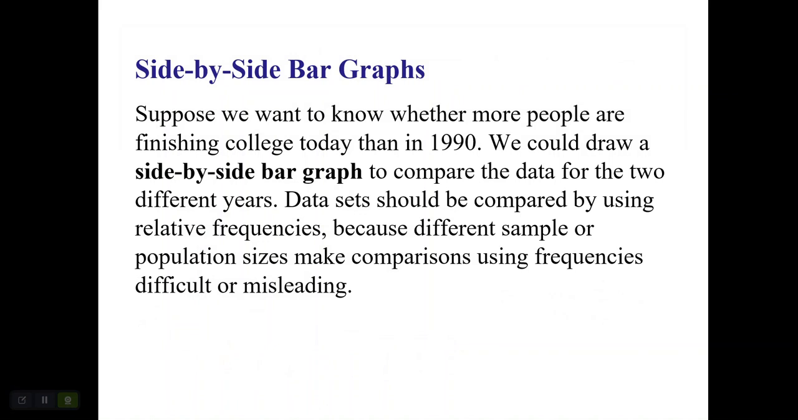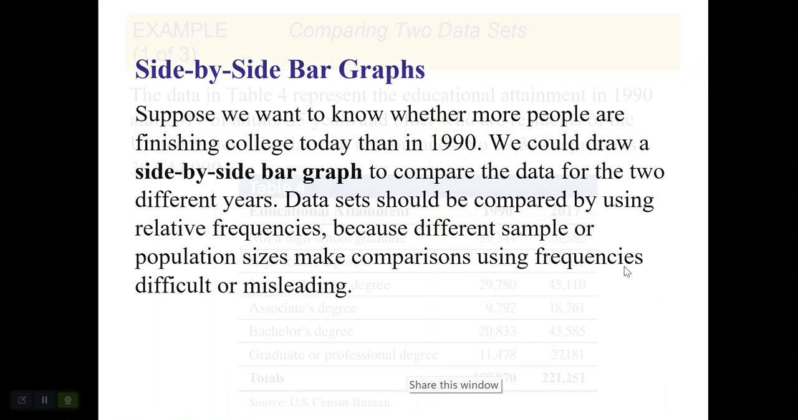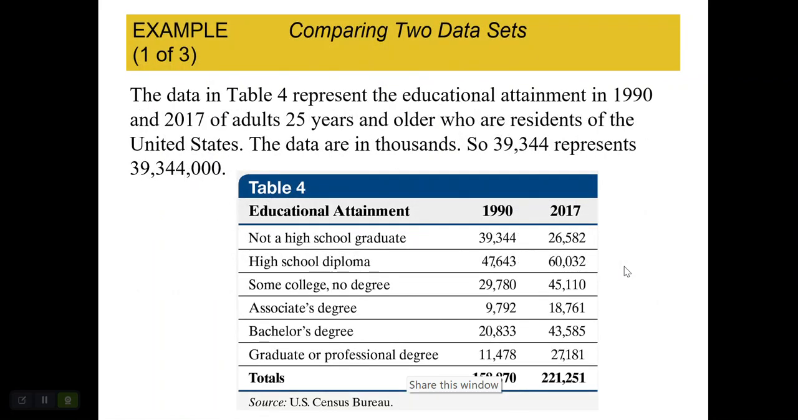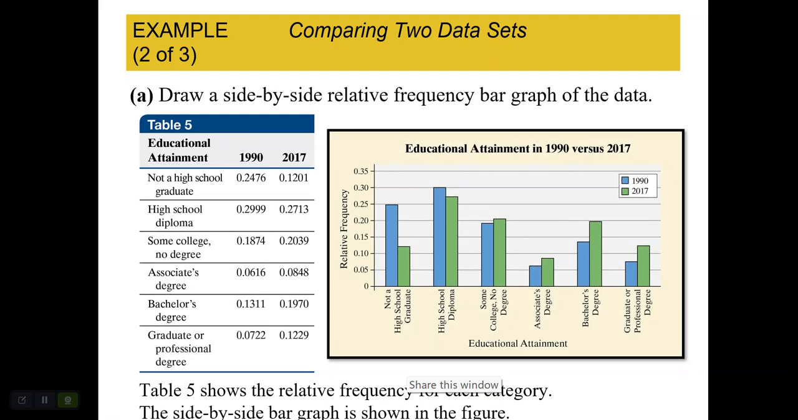All right, side-by-side bar graph in here. Like I said, you just pretty much need to know how to read the graph, all right? So this one, you have education attainment comparing 1990 to 2017, right? You have 2 years of data and you put it side by side so you can compare them in here. Look at that, the blue one is 1990, and 2017 is the green one.